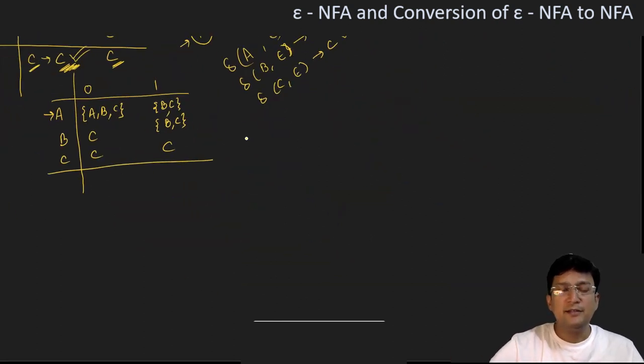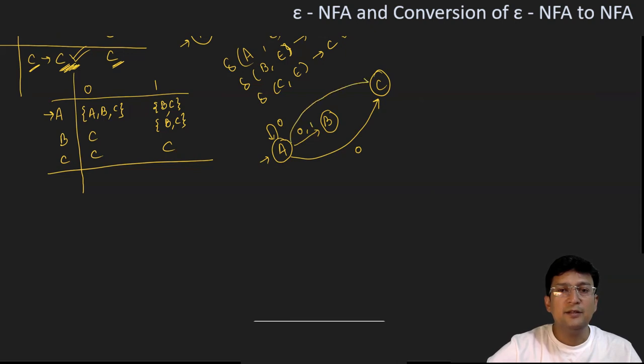Now, since we already have defined this, let's draw the NFA for this. A is the start state. We'll define the final state later. B is another state, and C is another state. Now, A on getting 0 moves to itself. And then A on getting 0 moves to B state also. And A on getting 0 moves to C state also. Now, A on getting 1 moves to B and C. So I can write it like this, 0, 1. And it reaches to state C also.